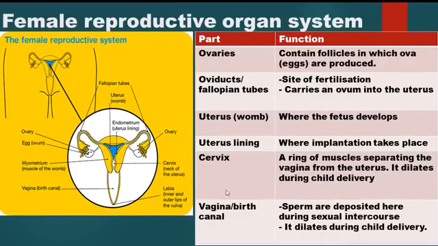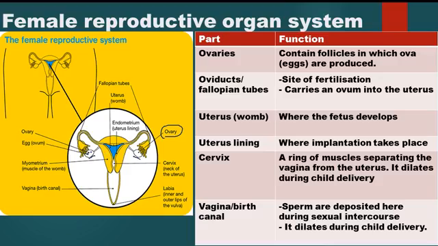Now, when we come to the female reproductive organ system, again we have 5 organs that we need to look at. The first organ that you're going to look at is the ovary. That's where it is, the ovary.